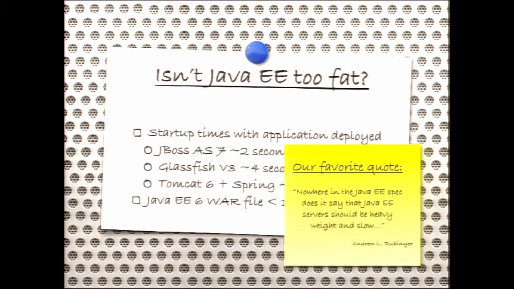So here's one of our favorite quotes. It's from a JBoss guy. And he says, well, nowhere in the Java EE spec does it say that a Java EE server should be heavyweight and slow. Well, some vendors might have read that somewhere in the spec, like a couple of years back. But now it's clarified that it's no longer the case to make a heavyweight and slow application server, right?